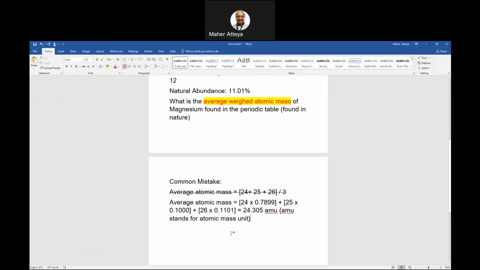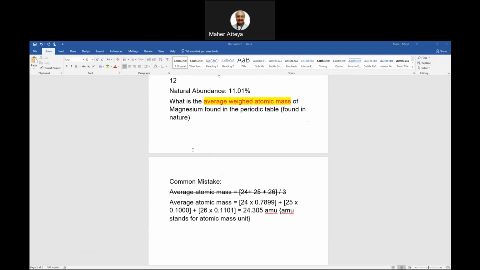You want another example? Let's look at another example. Let's see if they have another example there. Yes, they do have another example here. Let's look at this example together. This example does not give you the natural abundance. See the trick?